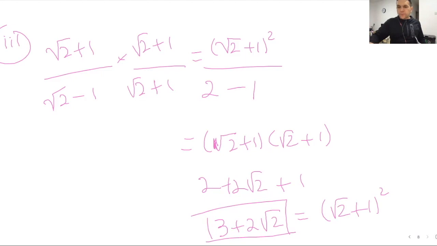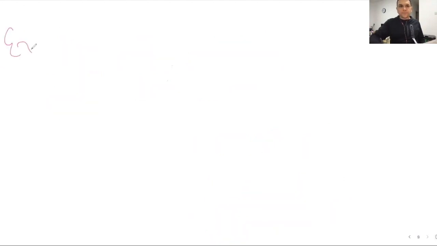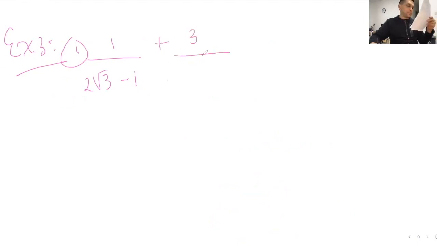All right, example 3. Express as a single fraction with rational denominator. So now they're going to give us some algebraic fractions, and we're going to have to rationalize them and then combine them. Okay, let's see. So we have to rationalize them separately and then combine them.